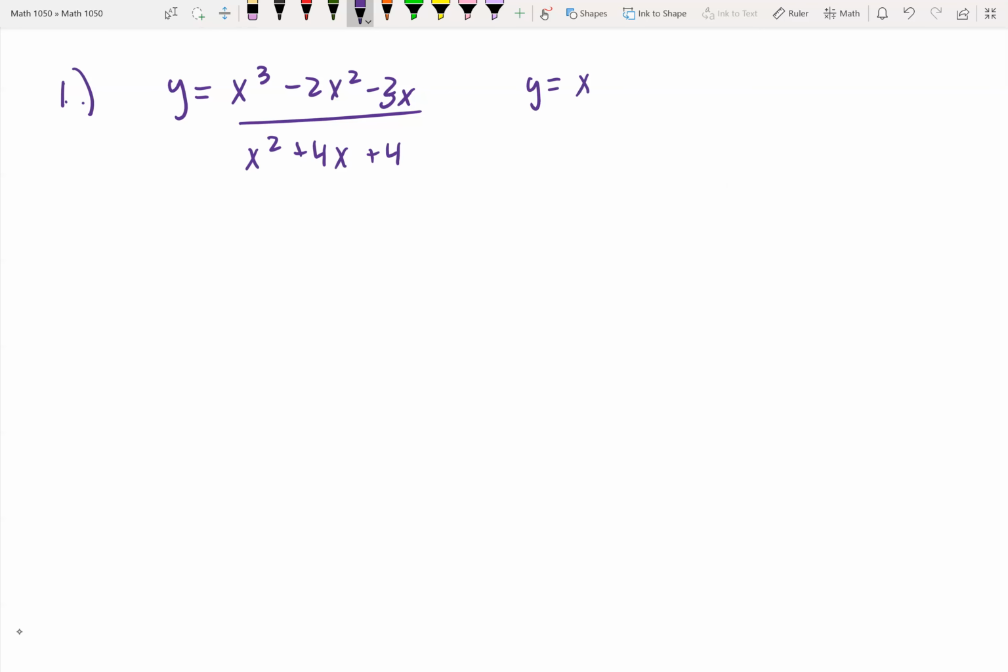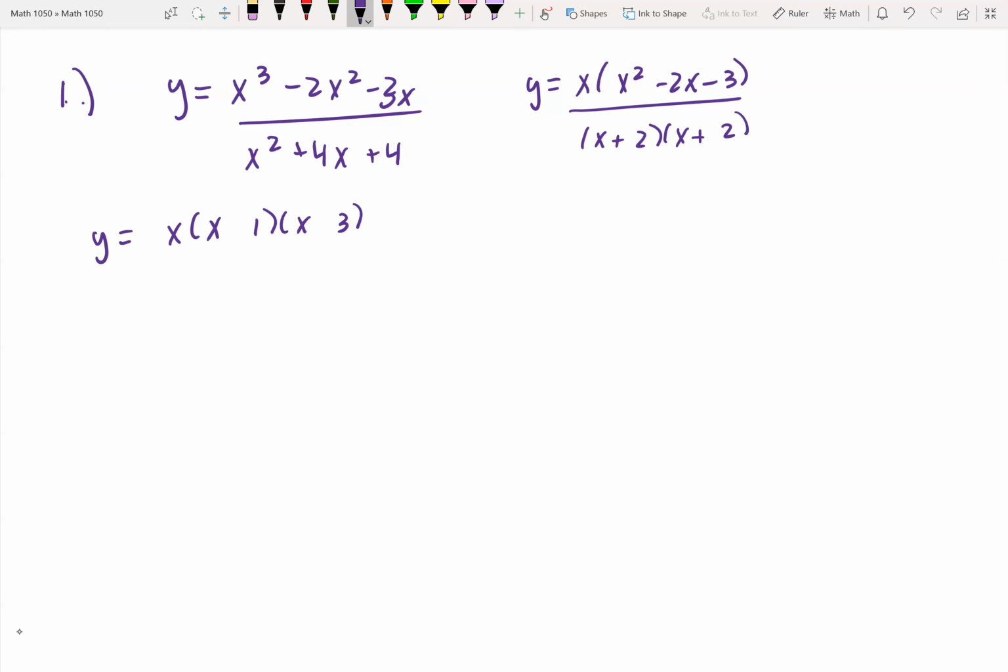On the top, if you take out an x, you're left with x squared minus 2x minus 3. The bottom factors 2x and x. Signs are the same, they're both positive. 2 and 2 multiply to give me 4 and add to give me 4. And then the top will factor further. So it goes to x and x. 3 goes to 3 and 1. Signs are different. Biggest is the negative. I'm going to write the bottom as (x + 2) squared.